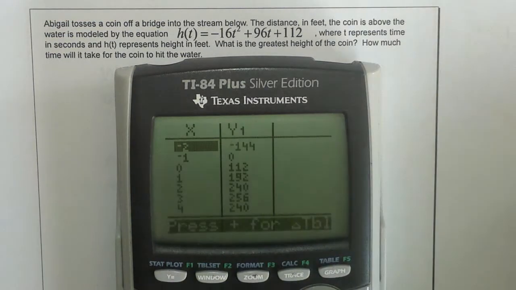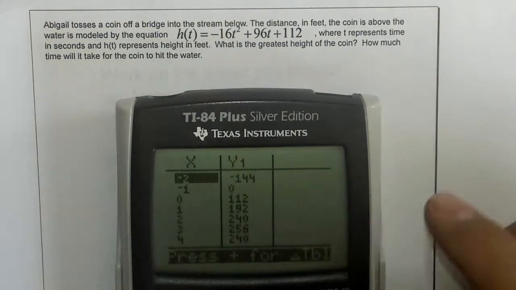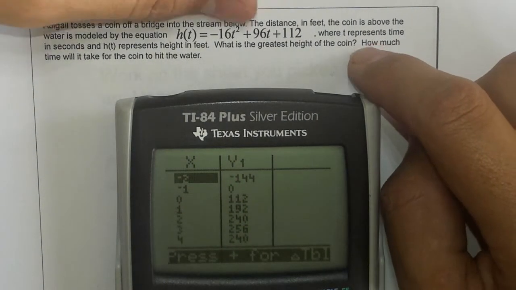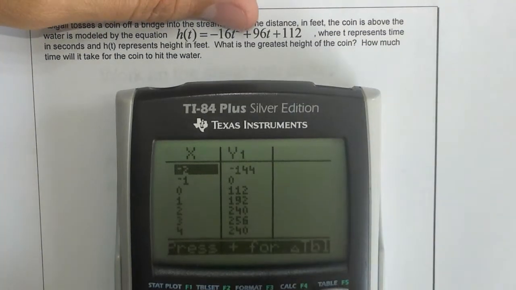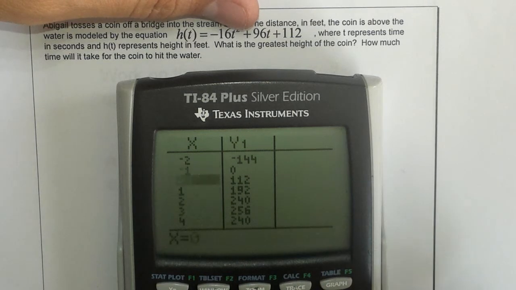I'm going to look straight at the table. We're not going to graph, we're not going to get too detailed on these. So let's just look at the table, finding values we're looking for this way. It says, what is the greatest height of the coin? Greatest height is my y, time is my x.